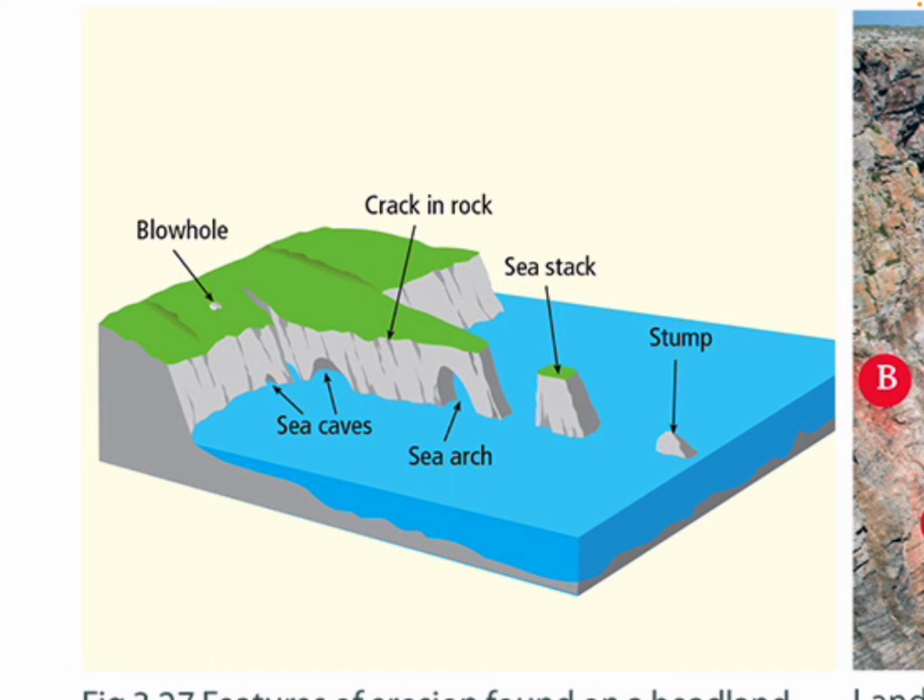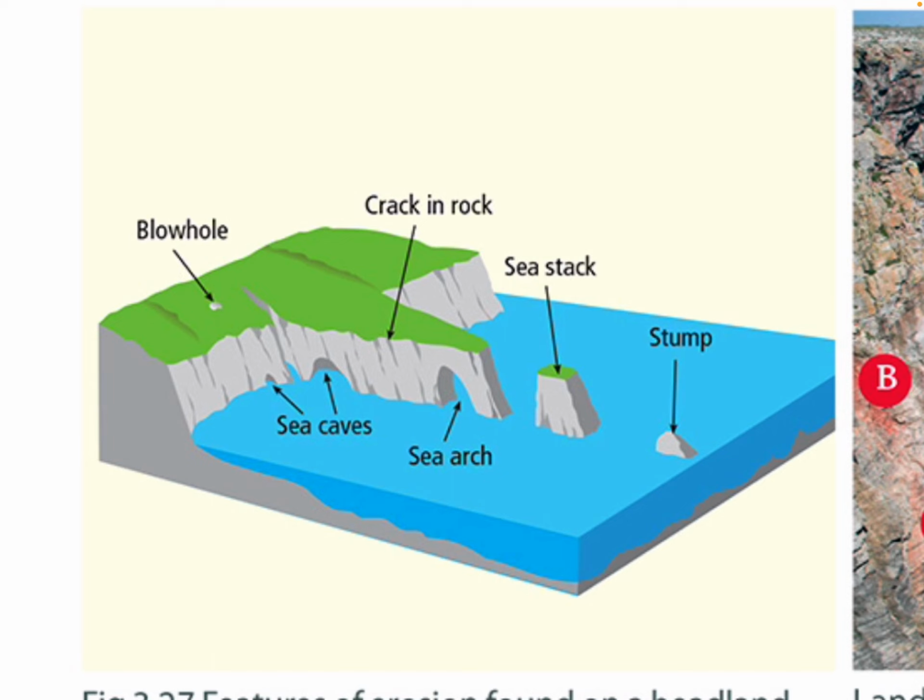A sea stack forms from a sea arch. A sea stack is a pillar of rock that is standing out on its own in the sea. It once formed part of a sea arch. So how did it actually end up out on its own? As erosion continues, the waves continue to widen and erode the base of either side of the sea arch. So as you can see, at the bottom of the sea arch, at either side of it, the rock continues to be eroded by the waves.